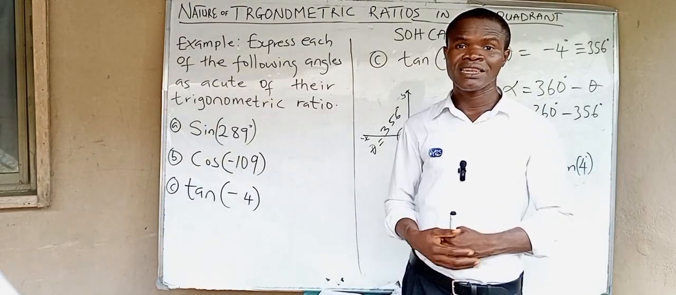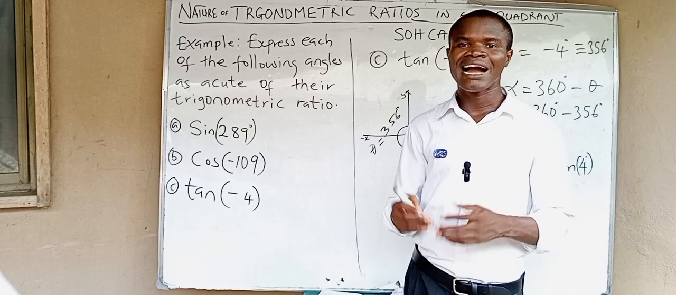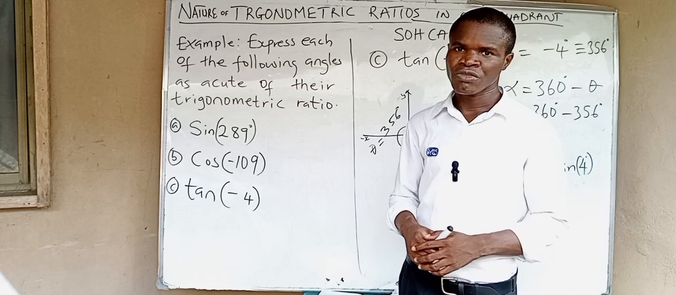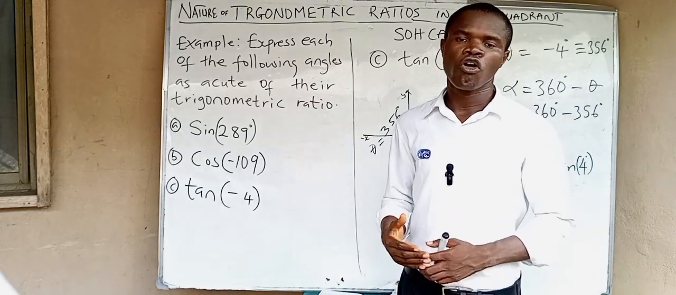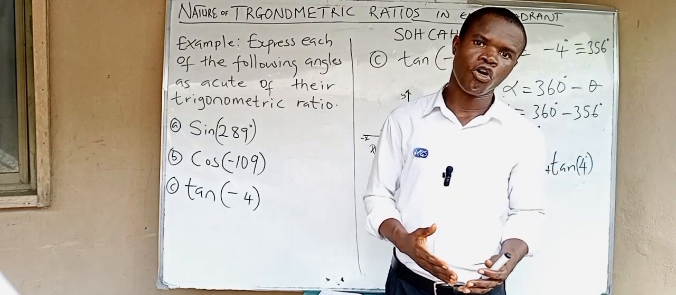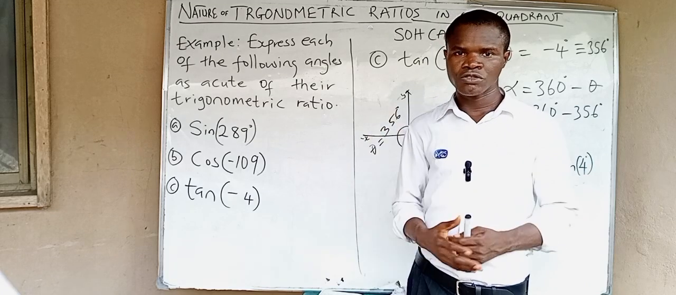I believe that with this lesson so far, you can find the acute angle equivalent of any angle given to you. And you can find the nature of that trigonometric ratio, that is whether it is positive or negative in that very quadrant.